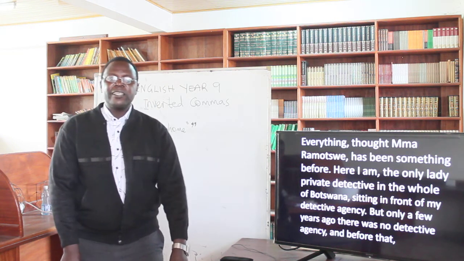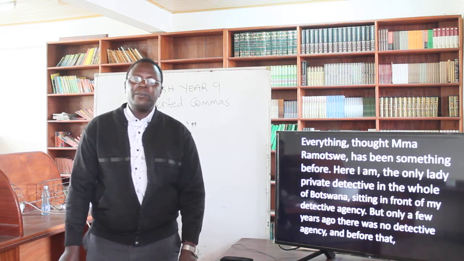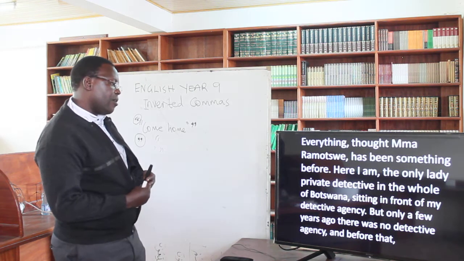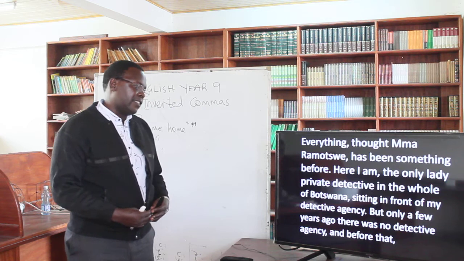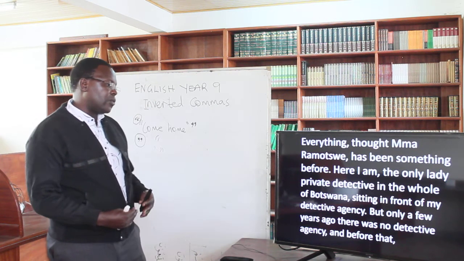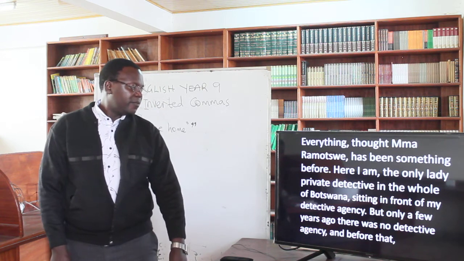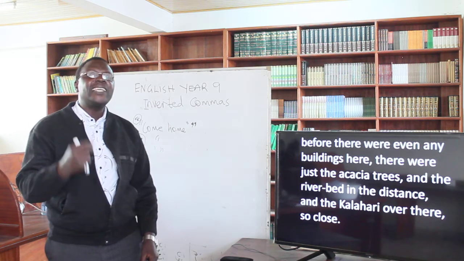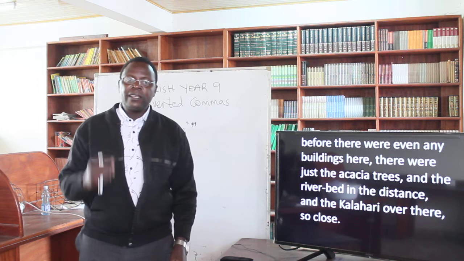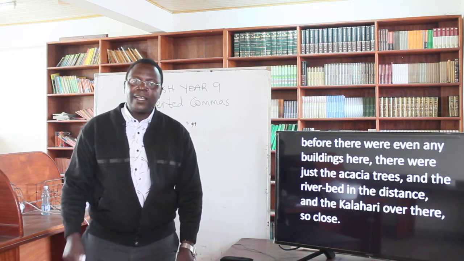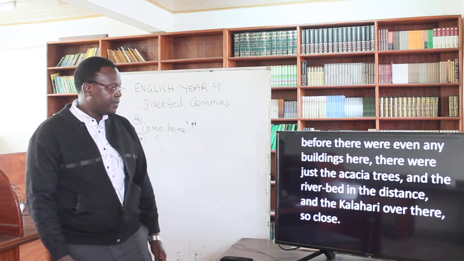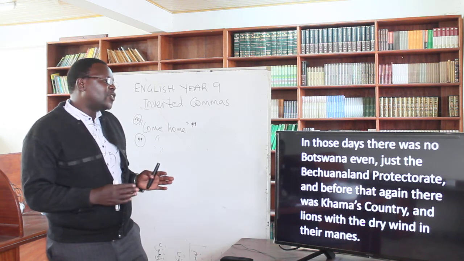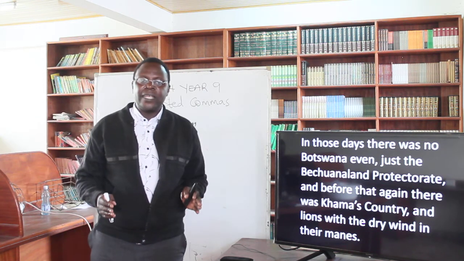I repeat, everything, thought Ma Ramotswe, has been something before. Here I am, the only lady private detective in the whole of Botswana, sitting in front of my detective agency. But only a few years ago, there was no detective agency. And before that, before there were even any buildings here, there were just the acacia trees and the riverbed in the distance and the Kalahari over there, so close. In those days, there was no Botswana even, just the Bechuanaland Protectorate.